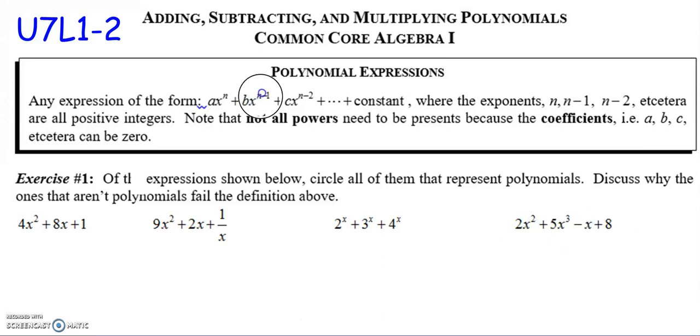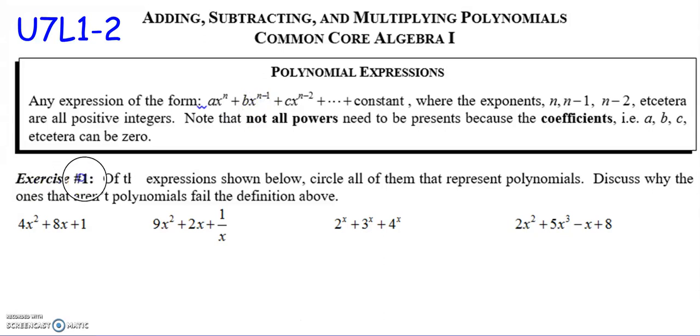And then these are descending. So n's bigger than n-1, n-2, and it keeps going down until you get to a constant. A constant is a number without a variable. So this 1 and this 8, those are constants. And notice that it's saying the exponents, whatever they are, have to all be positive integers. Not all the powers need to be represented, because the coefficients can be 0. So we don't have to go from n to n-1. We could go from n to n-2, because this b could be a 0 and make that go away.